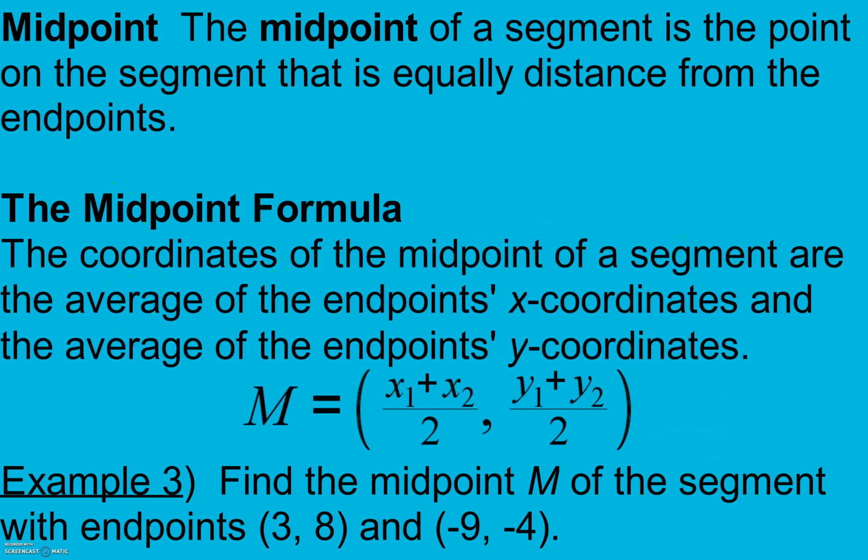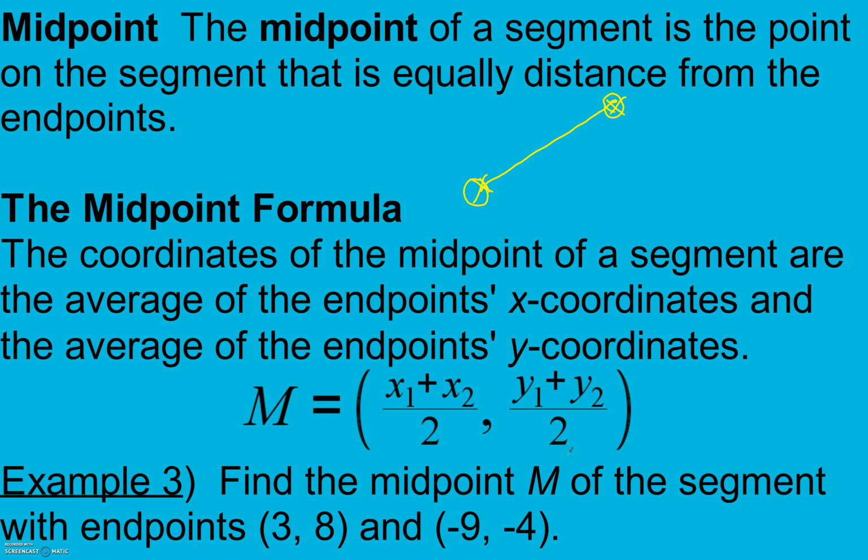The midpoint of a segment is the point on the segment that is equally distant from the endpoints. So the midpoint formula here, we're going to find the average of our x's and the average of our y's. So to find the midpoint, we're going to add up our x's and divide by 2 because we're finding the point halfway between 2 points, which means we're always going to have 2 x's and always going to have 2 y's. So we add up and divide by how many there are. Add them up, divide by how many there are.